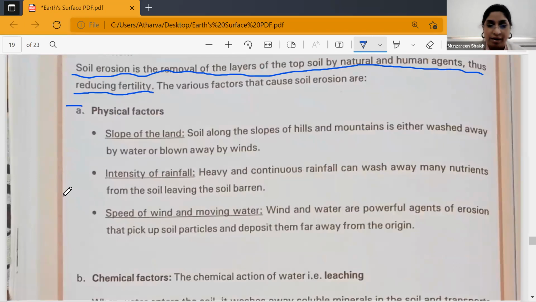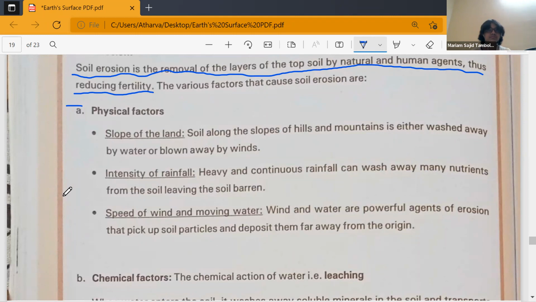Number one, physical factors. Slope of the land. If the land is sloped, what do you think, will there be soil erosion? Yes, ma'am, because the soil will roll away due to the slope. Right. It gets washed away. If it's a sloped platform, and if it is raining, then automatically the topmost layer will get washed away. So this is something natural.